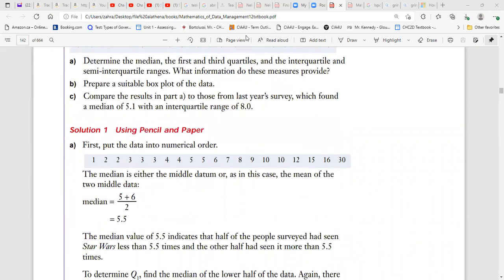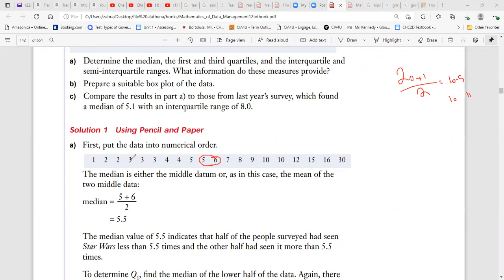So for the median, it's 20 data, right? So 20 plus 1 divided by 2 is equal to what? It's 10.5. 10.5 is between 10 and 11. So 1, 2, 3, 4, 5, 6, 7, 8, 9, 10, 11. So these are the 10th and 11th data. So 5 plus 6 divided by 2 is 5.5. This is going to be your median.